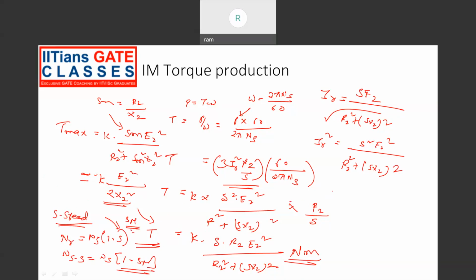Now the starting torque is given at the time of starting. We know that the slip is 1, right? So I can write starting torque equal to K E2 square R2 by R2 square plus X2 square. If you see here, the starting torque is proportional to rotor resistance. That's what we have seen earlier, right? In a squirrel cage induction machine, the rotor resistance is high. That's why the squirrel cage induction machine has better starting torque when compared to that of a slip ring induction machine.